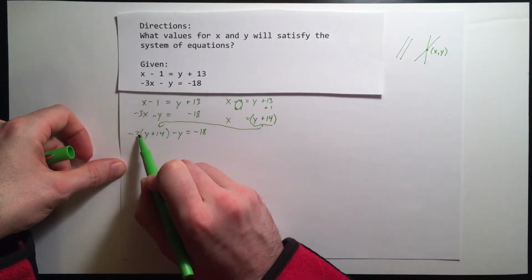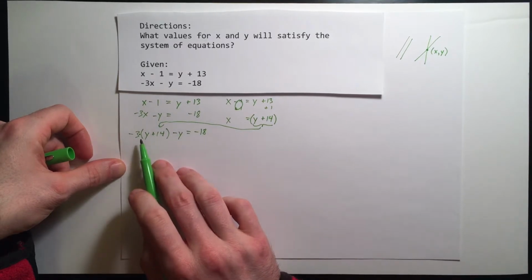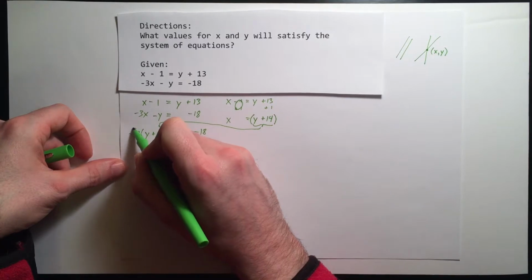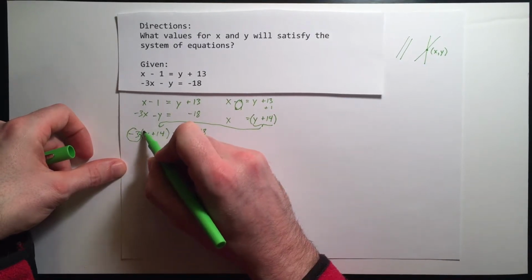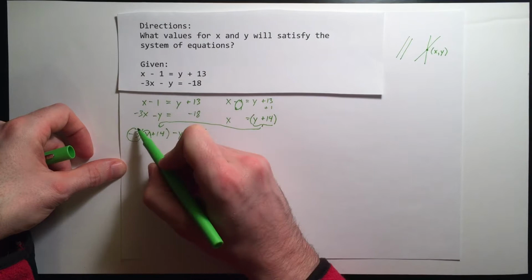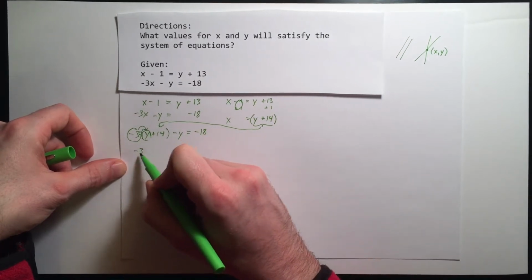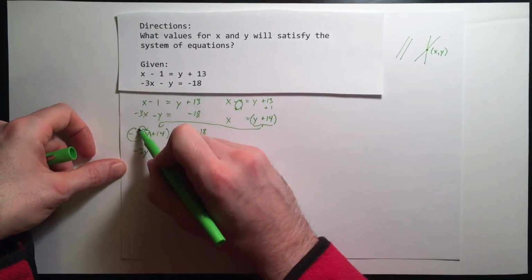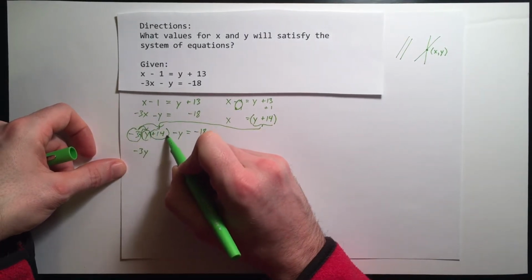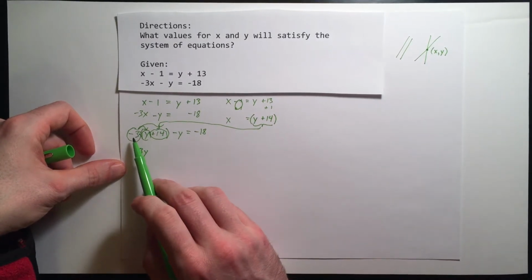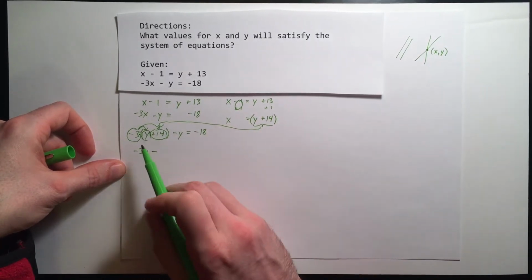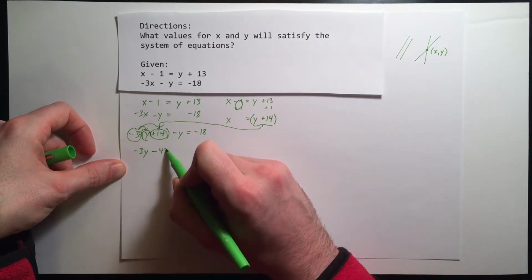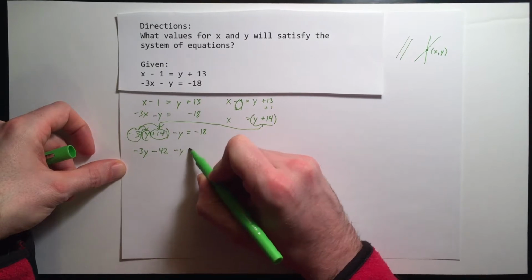And to do that, I'm going to do the multiplication, and I'm going to distribute that negative 3. So negative 3 times this positive y makes negative 3y, and negative 3 times positive 14, negative times a positive makes a negative, and 3 times 14 makes 42. Minus y equals negative 18.